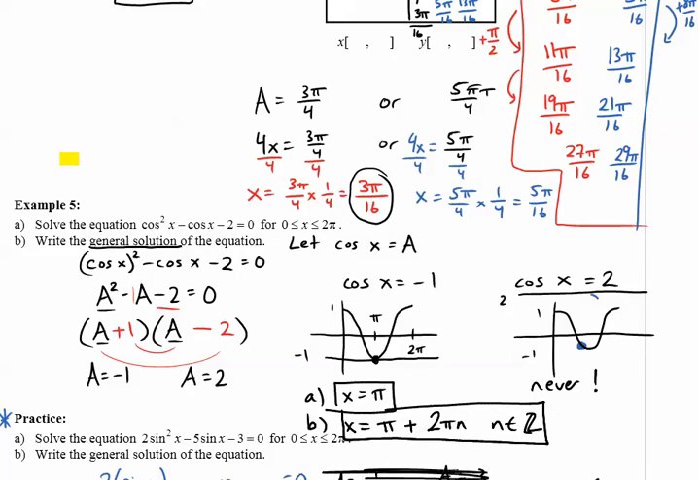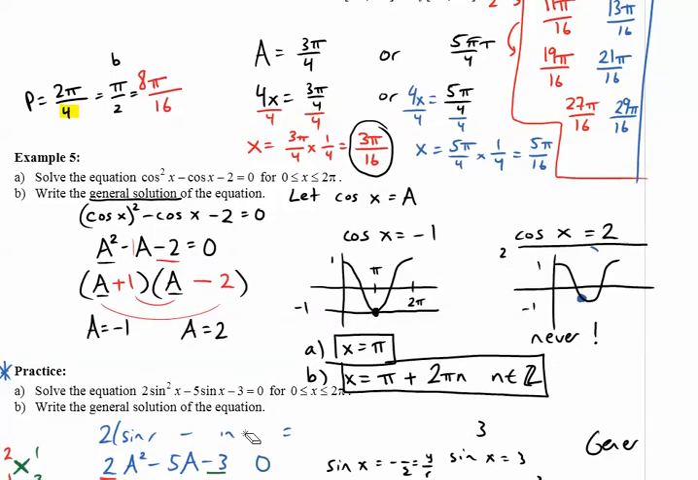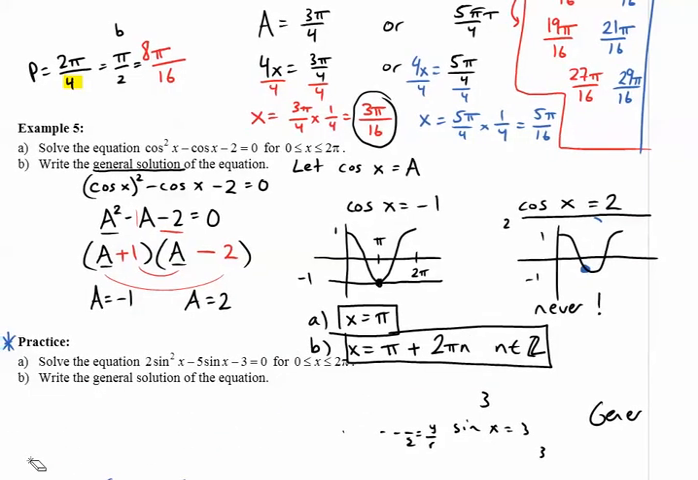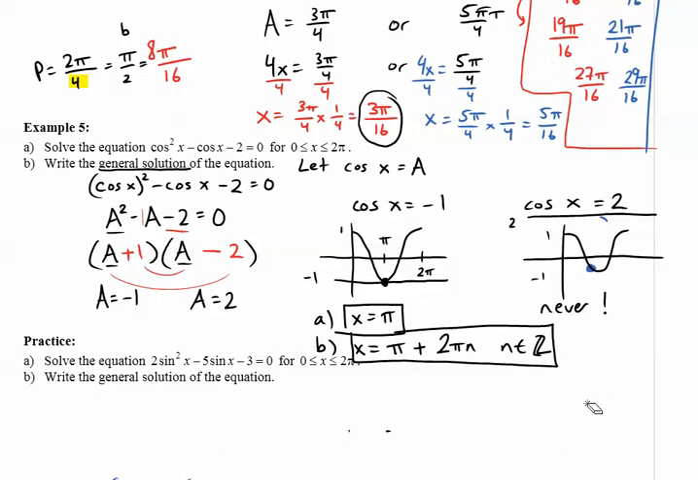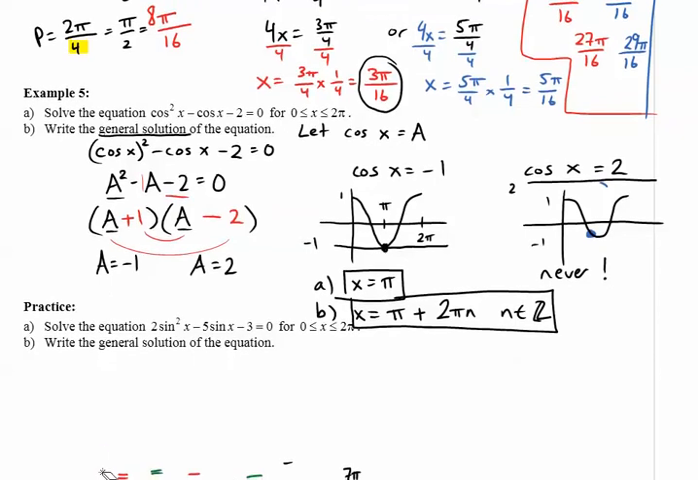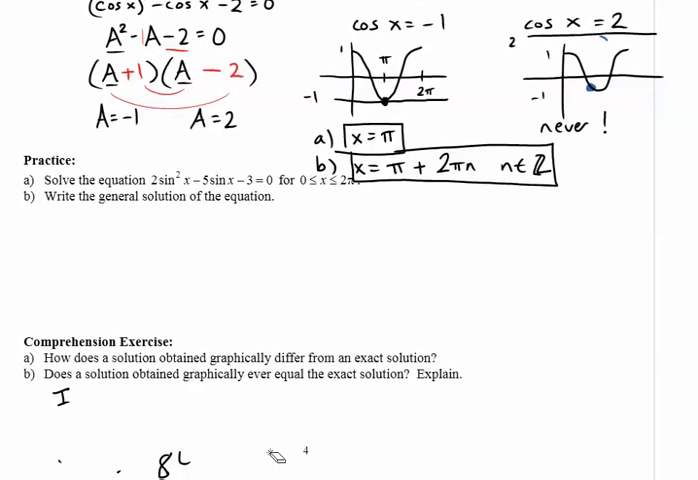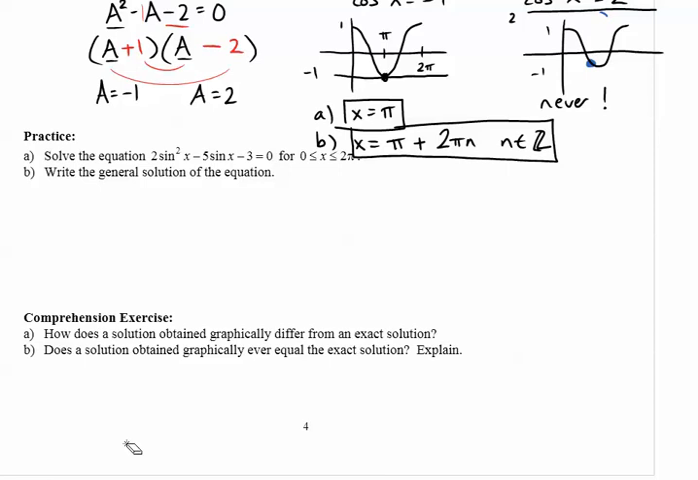Okay, so we'll do one more factoring problem. We're given 2 sine squared x minus 5 sine x minus 3 equals 0. I want to find the solutions from 0 to 2 pi, and then the general solution. And naturally, you can also do this on the graphing calculator. But it's important to be able to show your steps.